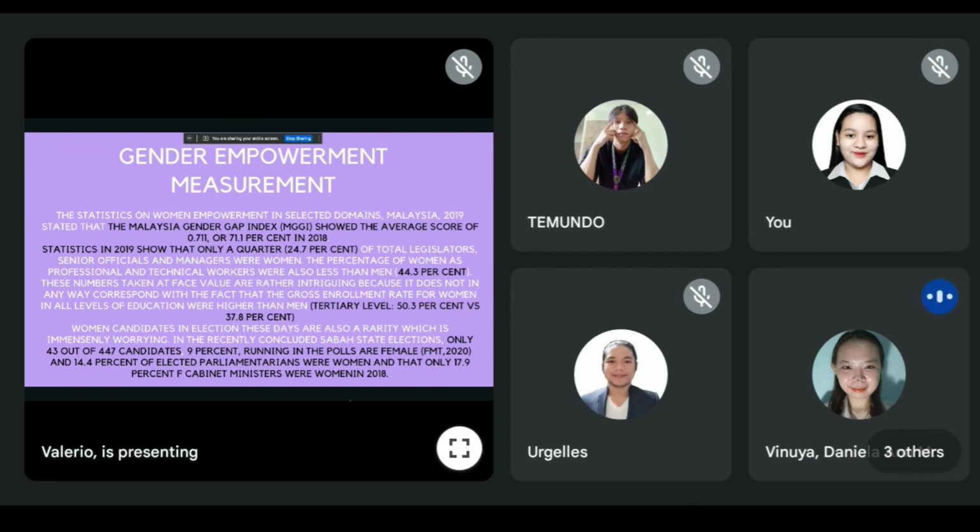Women candidates in elections these days are also a rarity, which is immensely worrying. In the recently concluded Sabah state elections, women candidates were also rare. Just 43 out of 447 candidates, 9%, were female, 14.4% of those elected were women, and only 17.7% of cabinet ministers were women.